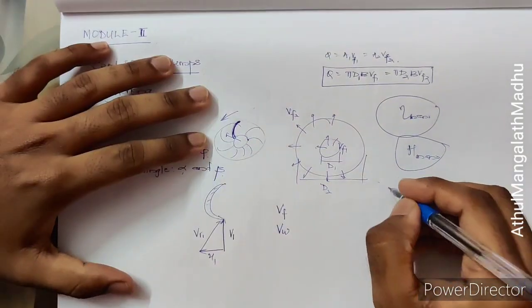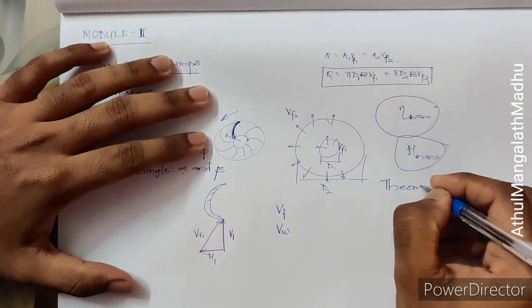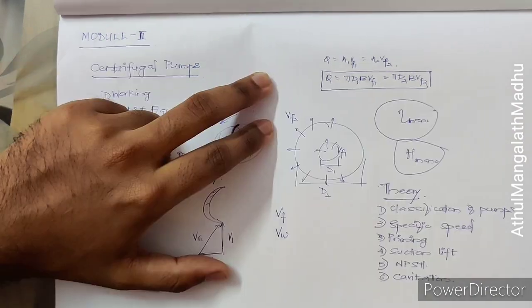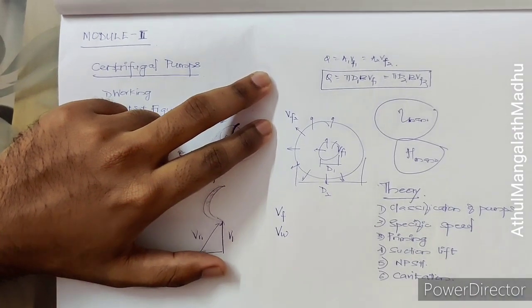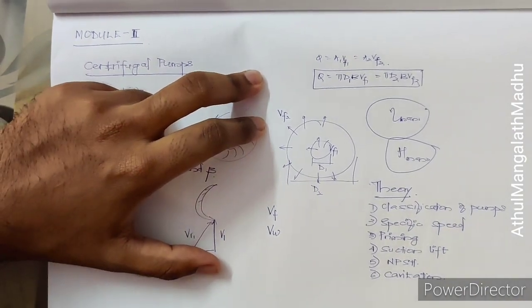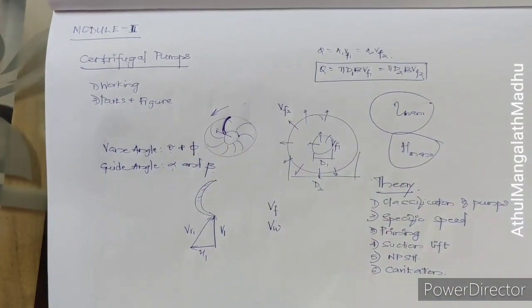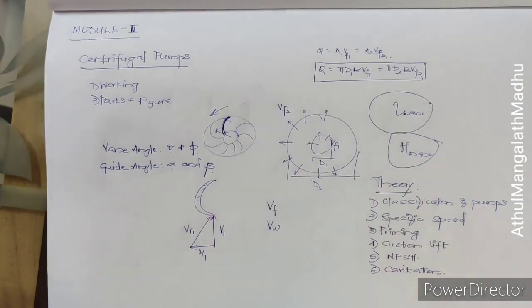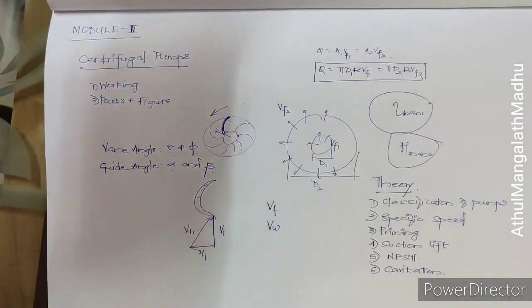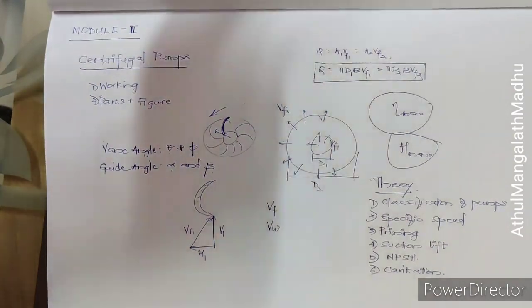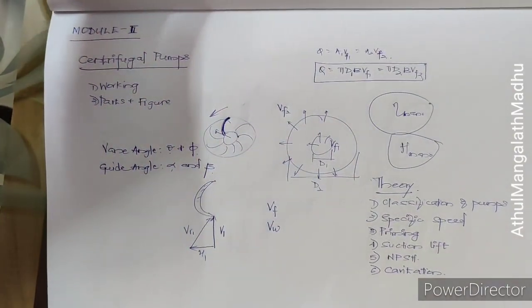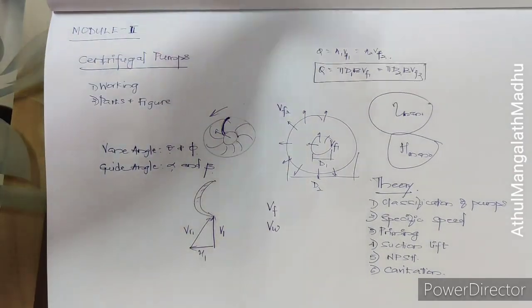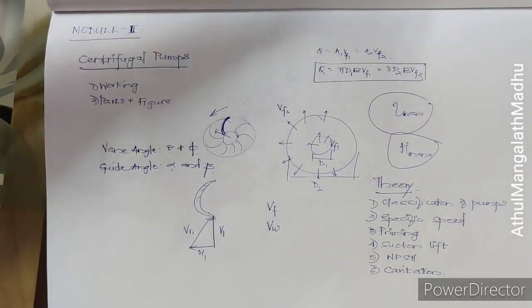And some of the theory questions that you can expect in this module are these. These are some of the questions that you can expect for your university exam from theory, corresponding to module 2. So the first one is the classification of pumps. The pumps are of two types: centrifugal pumps and reciprocating pumps. Though we don't have to learn in detail about the reciprocating pumps, I've already sent you a PDF that you can refer to for the different classifications of pumps.